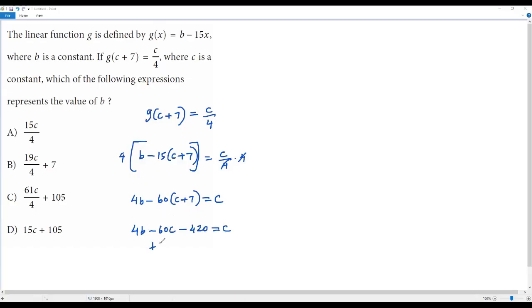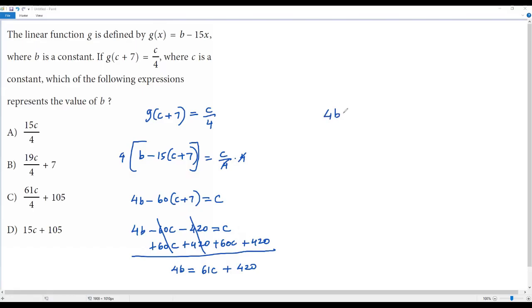Okay, now let me add 60c to both sides of this equation, and also add 420 to both sides of this equation. Then this negative value and positive value will cancel out. The same here. We get 4b equals, when I combine this c and the positive 60c, I'm getting positive 61c. And we can write this positive 420 as it is.